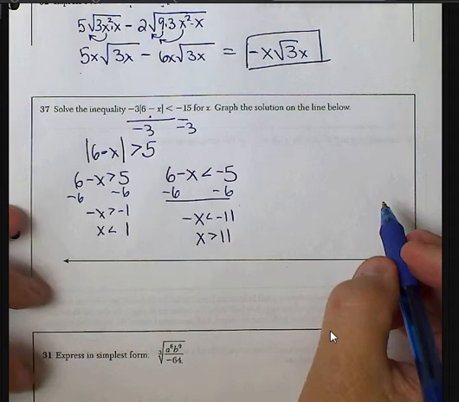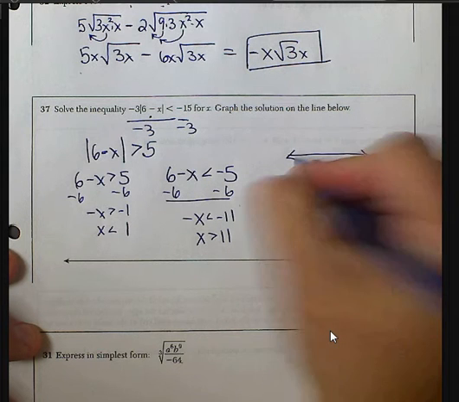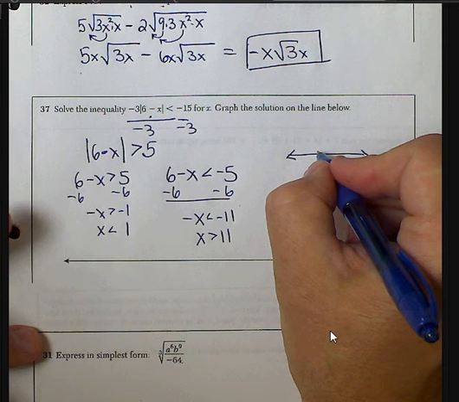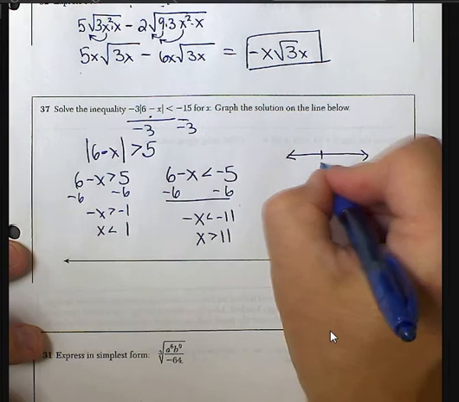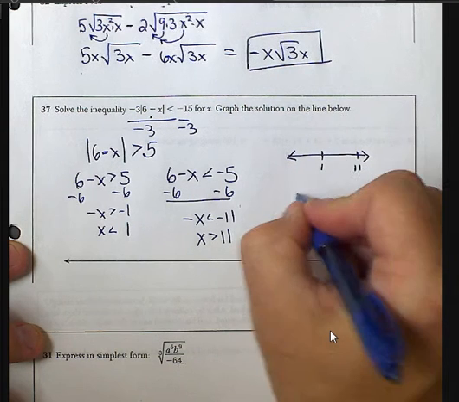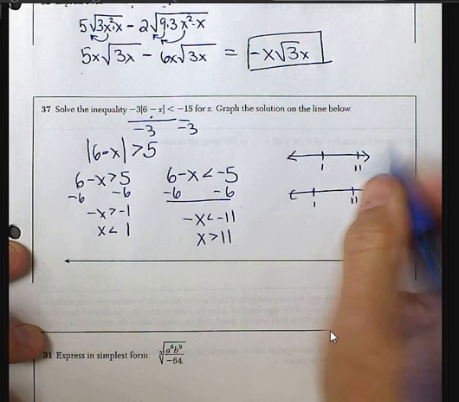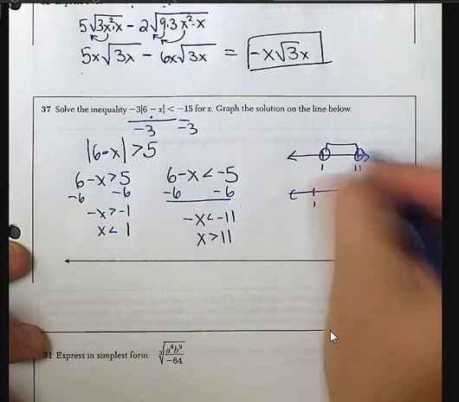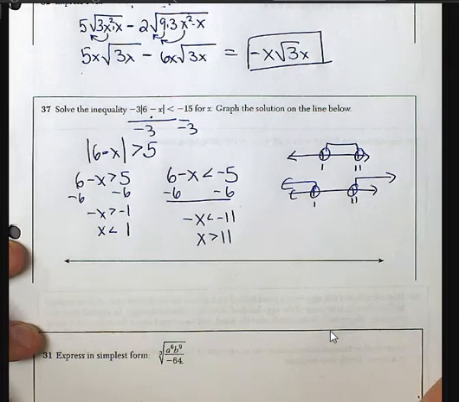Graph the solution set. Remember now, your solution set could be any one of 2. Here's your number line, we have 1 and we have 11. So since it's just strictly greater than, we're either going to be between those two numbers or we're going to be to the left and right of those two numbers.